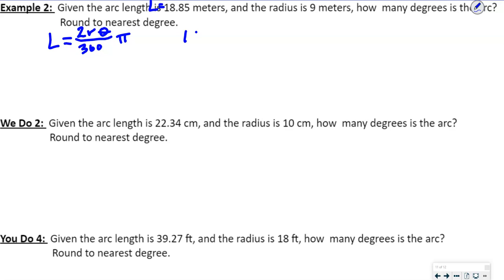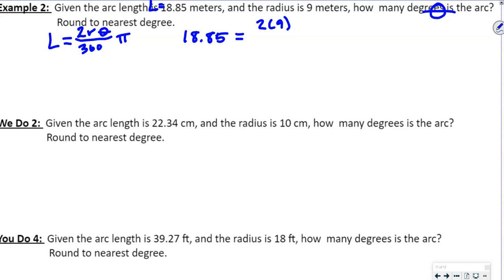So that's going to be 18.85, and that's going to be equal to, it says the radius, so we've got 2 times pi times our radius, which is 9, and it's asking us for theta. Isn't this asking us for theta, y'all? So that was our R, right? Okay, then we got our theta. And then we got our pi. I'm going to leave it on top this time. And then over 360, okay?